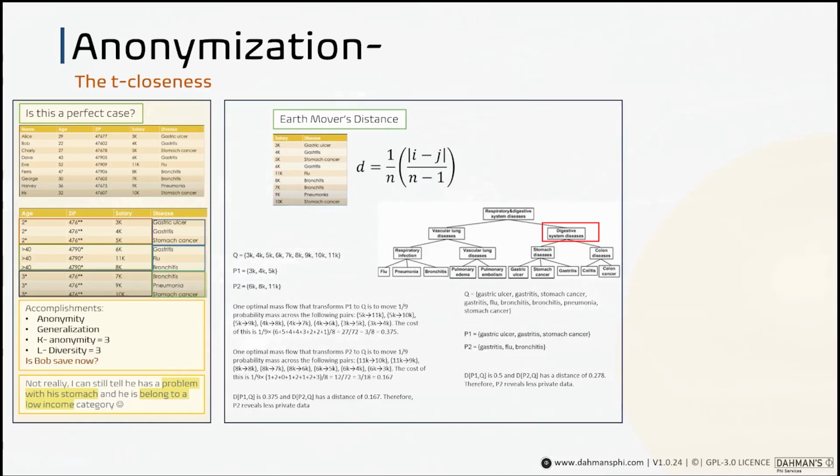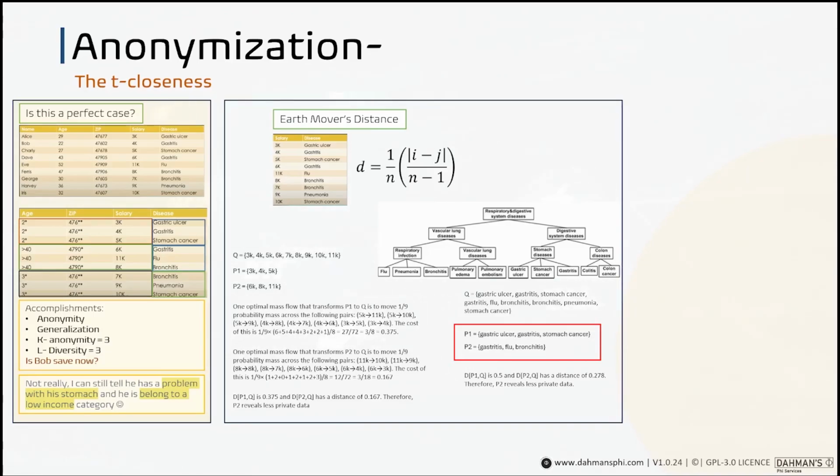So the distance will be 2 over 3. And if you take this colon and its distance from any disease on the left-hand side of this tree, for example, the flu, you will find a distance of 3 over 3. That is 1. This is the maximum distance you can get.